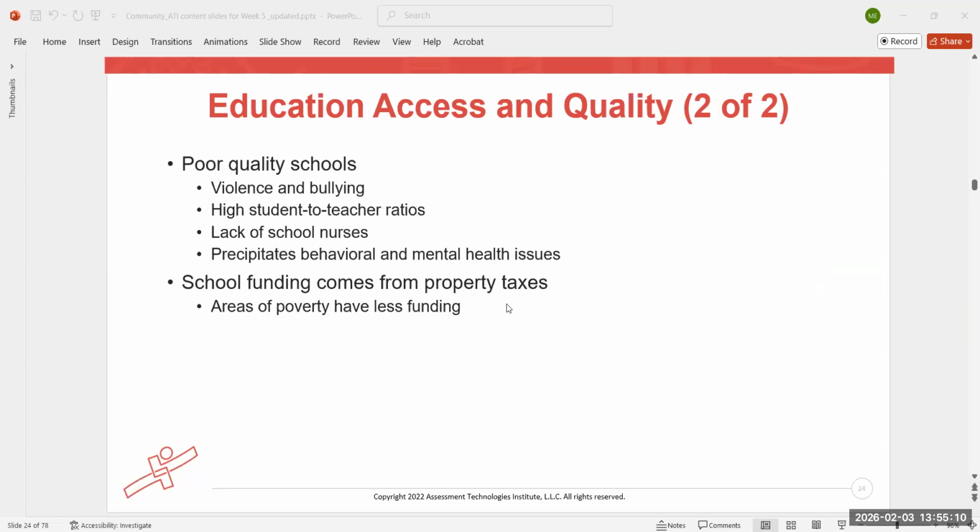Here you can see poor quality schools. You could see more prevalence of violence and bullying, a higher student to teacher ratio, and a lack of school nurses. So there might be a higher presence of behavioral and mental health concerns for children and adolescents. School funding comes from property taxes, so if the schools are within an area of a lower socioeconomic status, their funding is going to be less. So the funding is going to be spread thin when you're trying to think about all the priorities that come along with education.